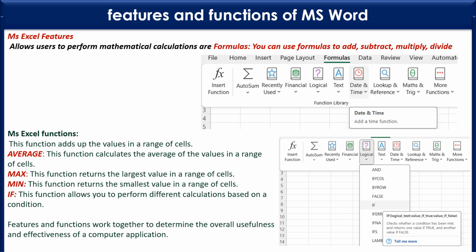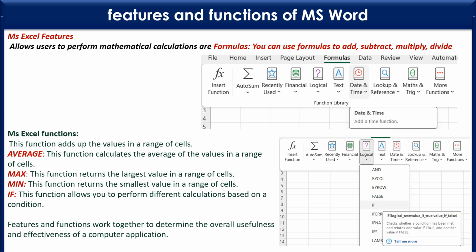Then let's go to look at Microsoft Excel. Microsoft Excel features allow users to perform mathematical calculations, and they are referred to as formulas. Formulas are basically, you can use them to add, to subtract, to multiply, and divide the numbers that you're working with. In addition to that, in our illustration here, we have the date and time feature, which basically allows you to add a time function.